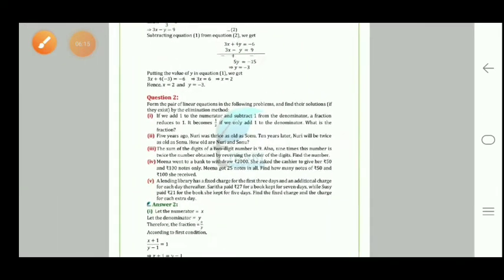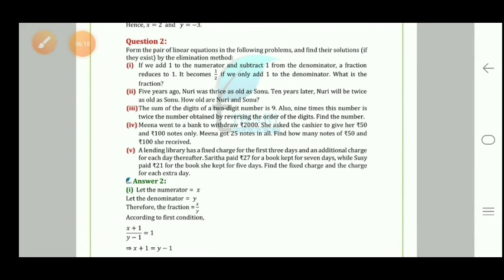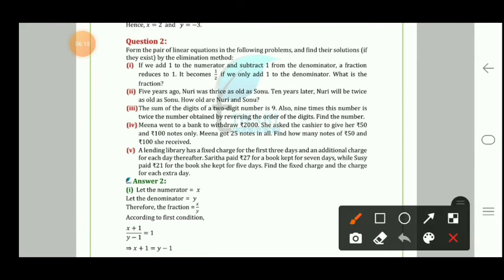So, looking at the third part: the sum of the digits of a 2-digit number is 9. Also 9 times this number is twice the number obtained by reversing the order of the digits. Find the number.